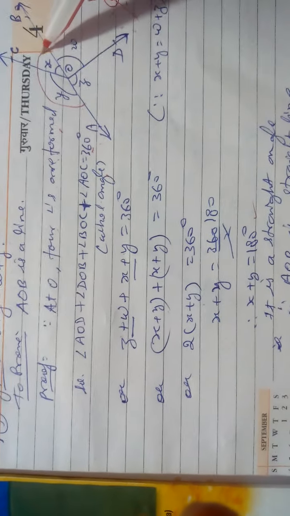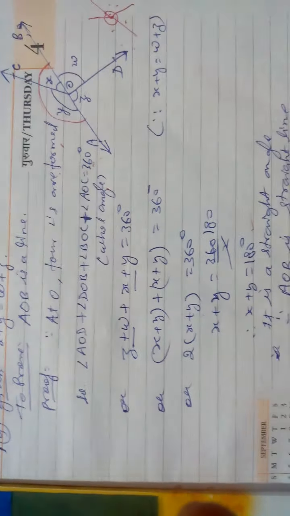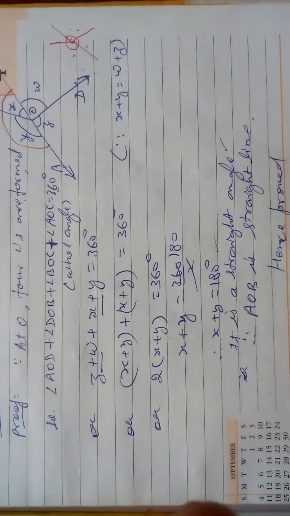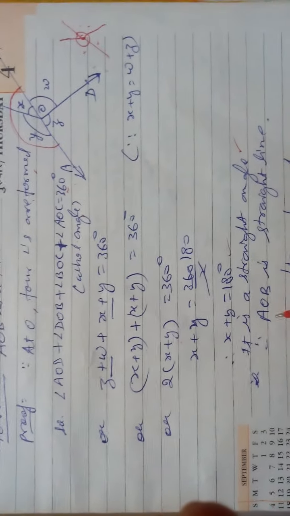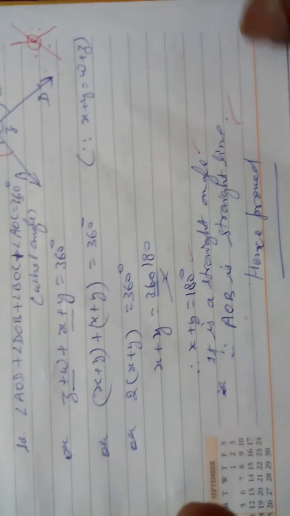Then what is this? It means it is a straight angle. By the theorem I told you in the previous lecture, it is a straight angle formation. So it forms a straight line. Therefore AOB is a straight line. Hence proved.